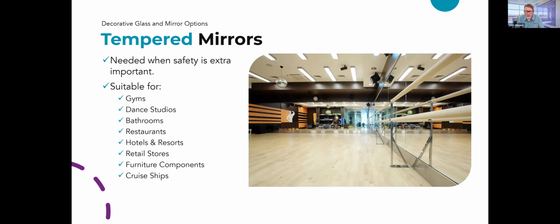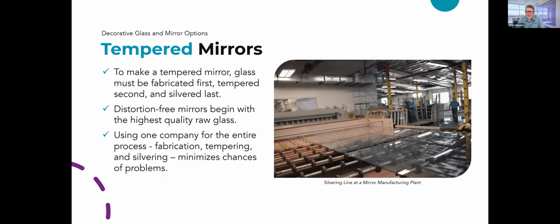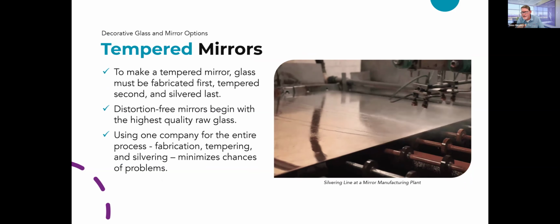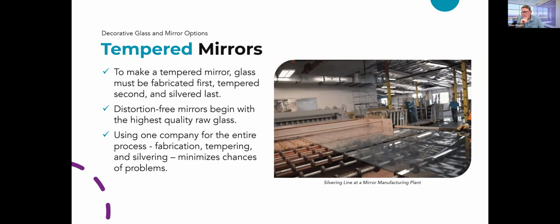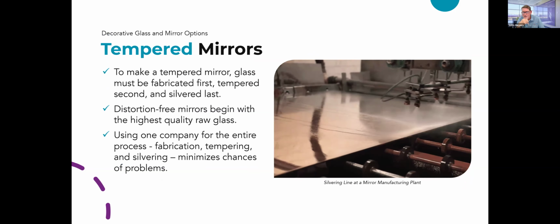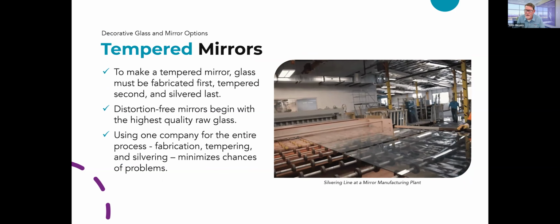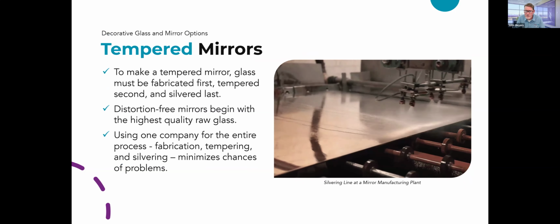Tempered mirrors are needed in gyms, dance studios, and it says bathrooms, but I want to say it's more commercial bathrooms like your stores, Walmart's, for example, as just one example. Hotels, resorts, retail stores, furniture components that obviously a child or adult could fall into, and then cruise ships. And to make a tempered mirror, I just said all this, I got ahead of myself, that it has to be fabricated and everything before it is tempered.